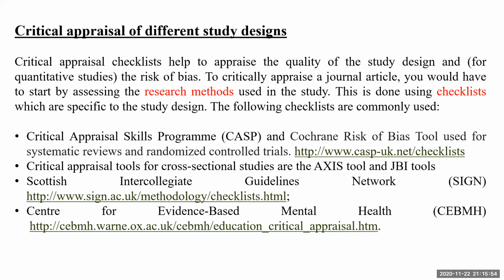So the following checklists are commonly used. First of all, we have the Critical Appraisal Skills Programme, or what is called CASP. We have the Cochrane risk of bias tool used for systematic reviews and randomized controlled clinical trial. And we have other types of checklists that we can use to assess or critically appraise a piece of research.